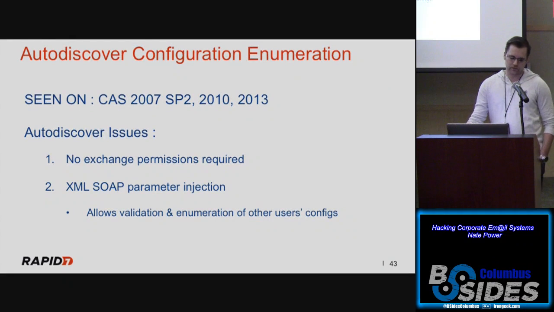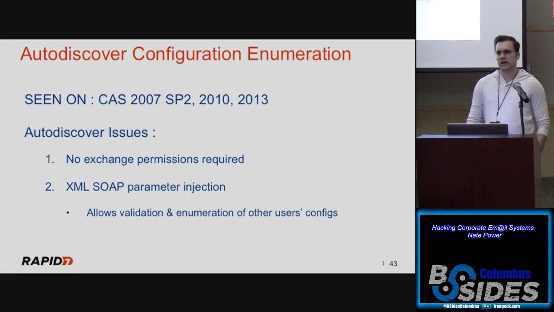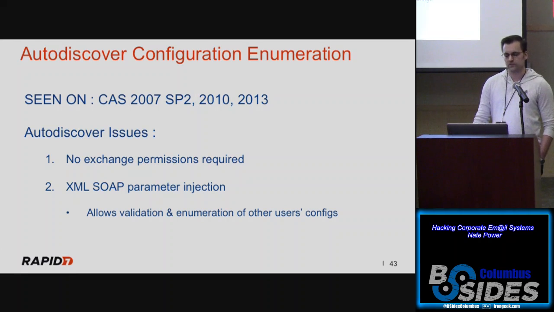Okay, some other information we do, and this is a vulnerability that I had discovered and disclosed, and it's not fixed. It's within the Autodiscover service. Again, we run into a situation where I can use that training account that's only an AD account, doesn't have any Exchange permissions. I can authenticate to the Autodiscover service, and I can abuse this using XML SOAP parameter injection that I found to extract the Autodiscover configuration files for any user in the organization as long as I know their email address.